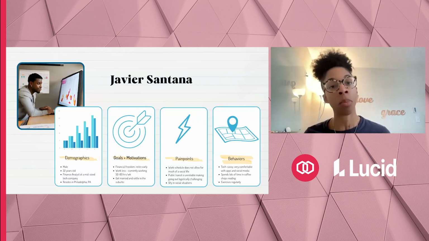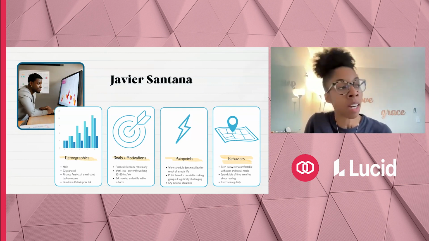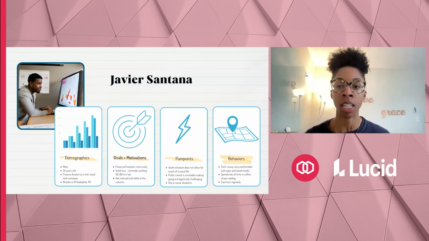Another pain point could be that public transportation isn't very reliable in their area, and maybe if they don't have a car, it could be difficult for them to get out. And then lastly, this person could be shy. They are not very social. They don't necessarily naturally step out of their comfort zone to go speak to other people. So that could be something that's hindering them as well.